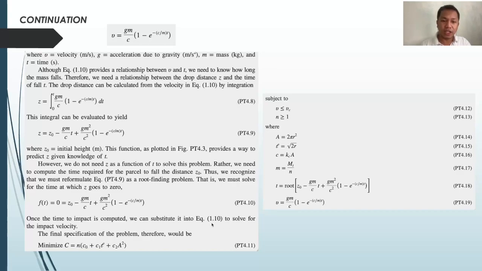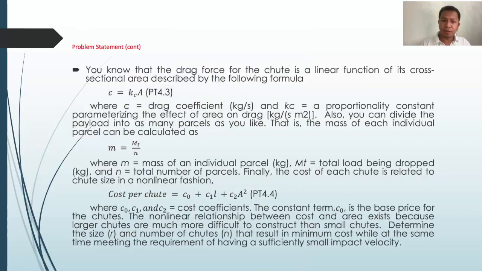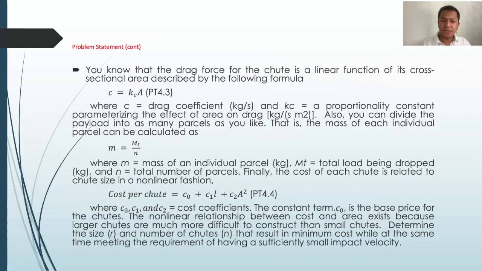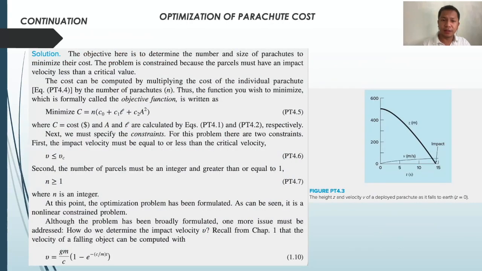And the final specification of the problem therefore would be minimize c is equal to n quantity c naught plus c1 l plus c2 a squared. So these are our constraints. The velocity must be less than the critical velocity.